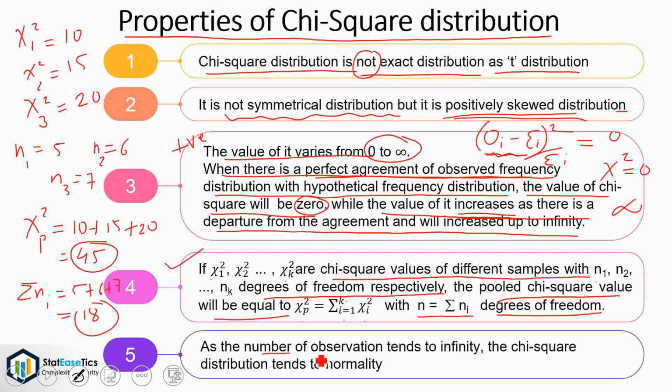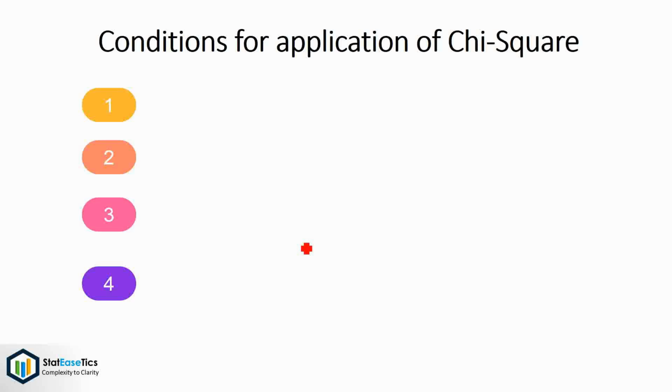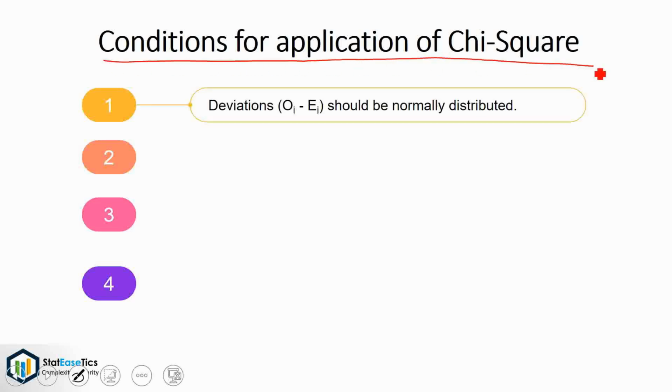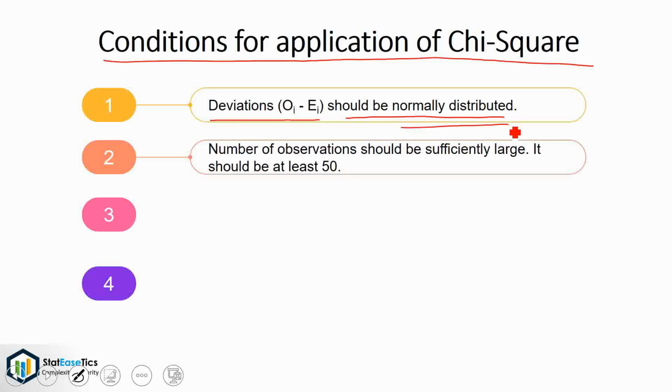As the number of observations tends to infinity, the chi-square distribution tends to normality. Now let's see the conditions for applications of chi-square. Deviations oi minus ei should be normally distributed. Number of observations should be sufficiently large. It should be at least 50.